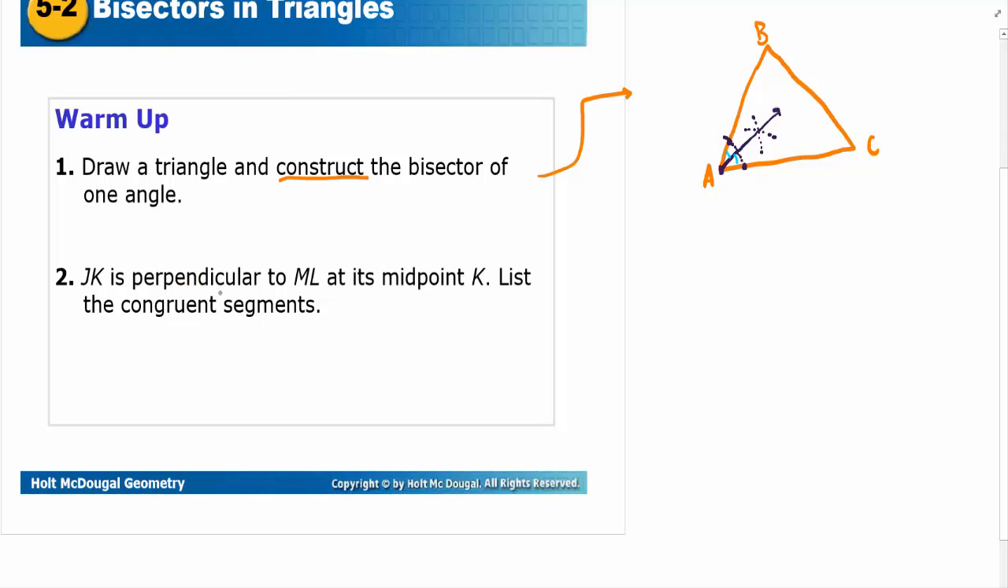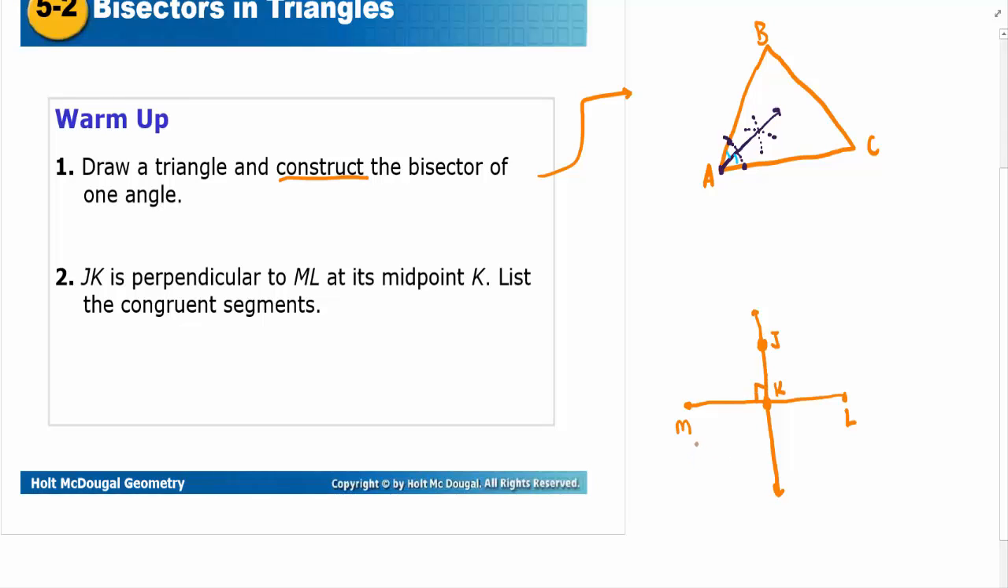Number two says JK is perpendicular to ML. So we have JK is perpendicular to ML. So remember, understand how to write this. First, write ML. JK is perpendicular to it. So JK is going to go here. And again, it has a midpoint at K. So it's a perpendicular bisector. Here's K. And I'll just put a J here. Call that a line, I guess. So JK is perpendicular to ML.